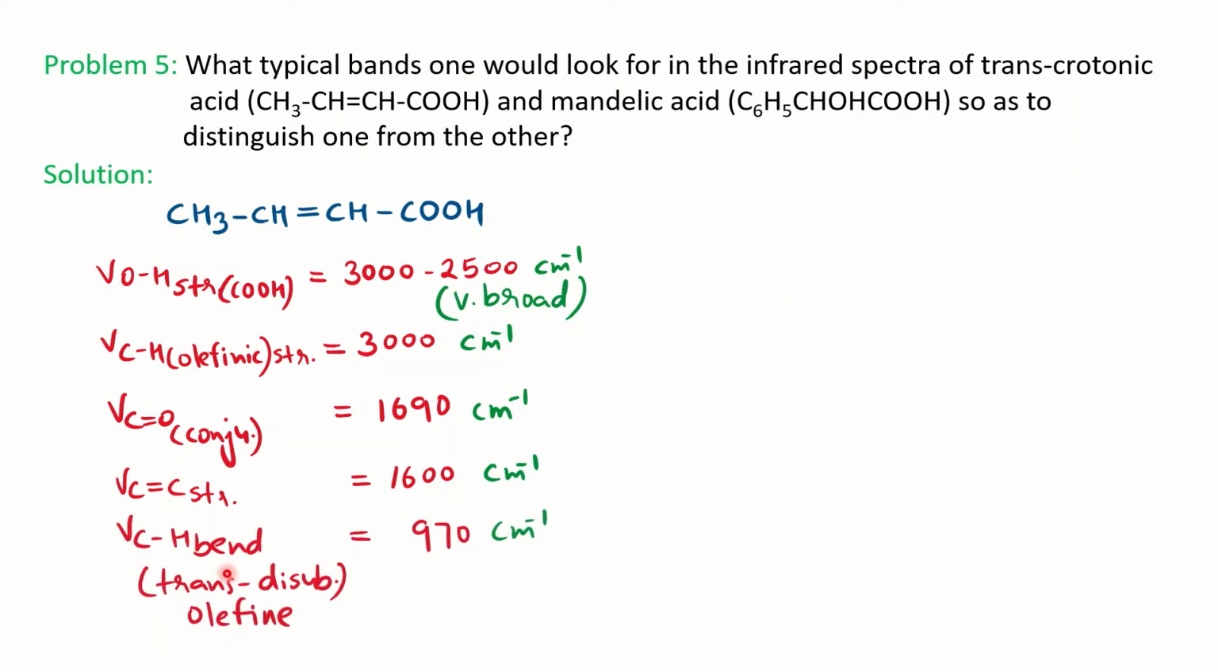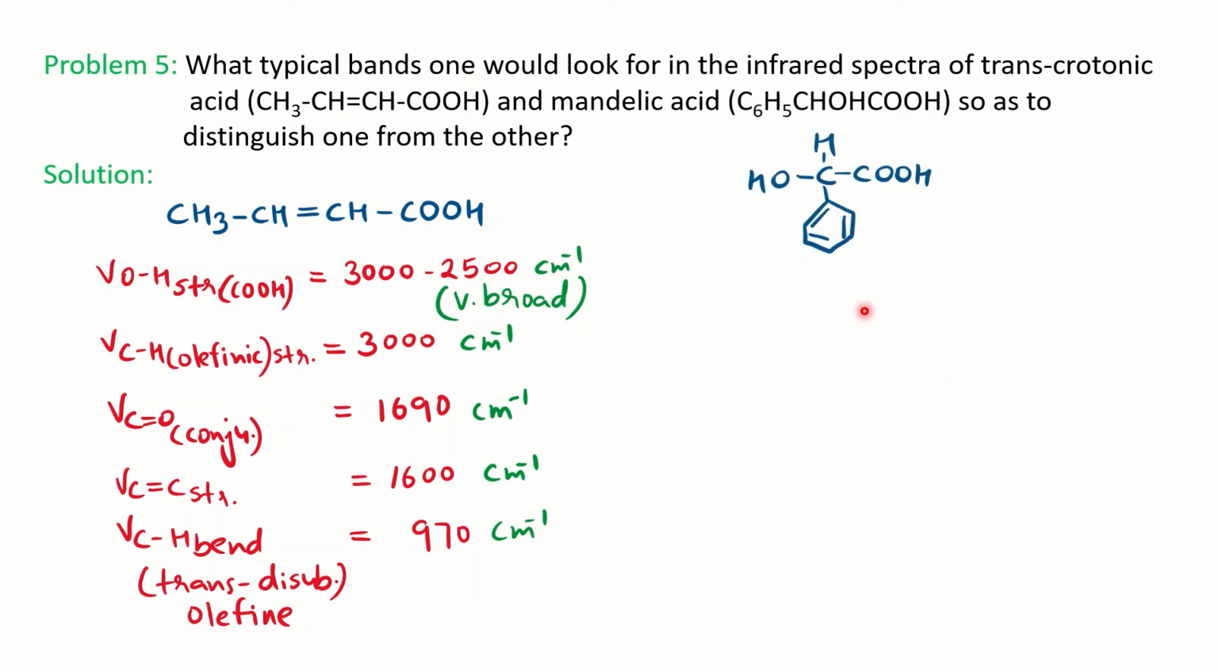You will have CH bending for a trans disubstituted olefin, which is a very characteristic, very sharp peak in the range of 970, which says that you have a trans disubstituted olefin, and so you can define the configuration of the molecule, whether it is cis or trans. So these are the possible frequencies for this crotonic acid in IR spectroscopy.